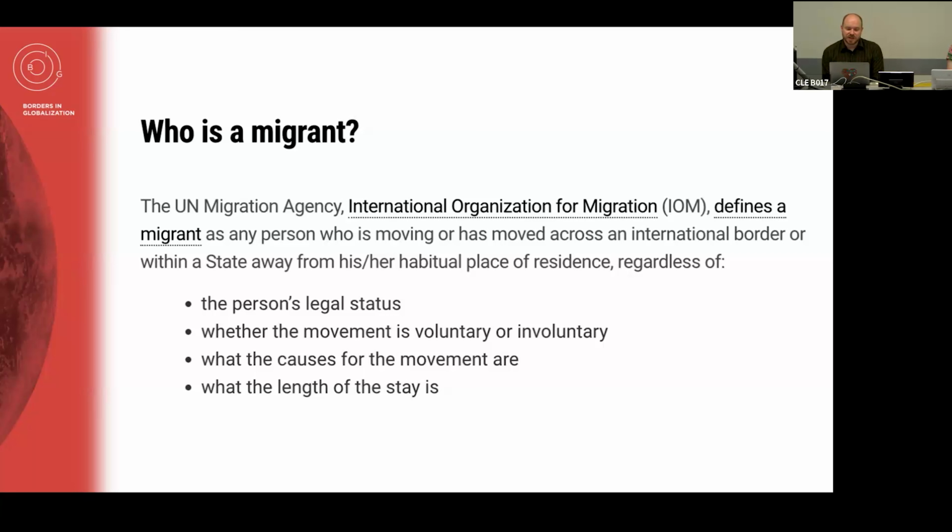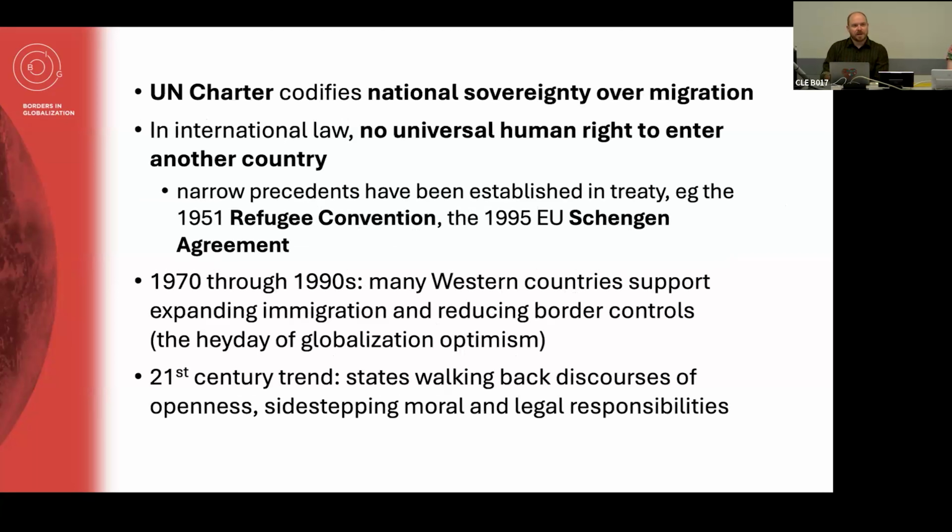And while this definition specifies that even moving within a country from one residence to another in a different region or part of a country technically counts as migration, it's internal migration. That is not the migration that we're concerned with in this course. It's typically also not what the International Organization for Migration focuses on. Cross-border migration is what we are interested in this course. A bit of background, and again, don't hesitate to jump in with questions or observations.